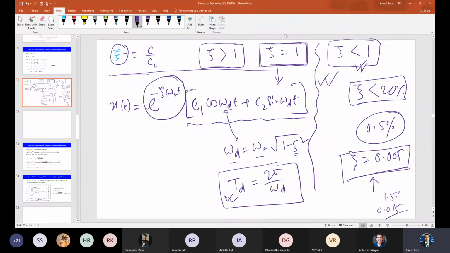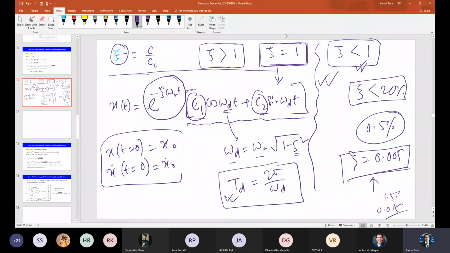Now doing the exercise in a similar manner, we can find out C1 and C2 as we have done for the undamped system. Just substitute the initial conditions, that is initial displacement and velocity, and we can find the coefficients C1 and C2 and complete the expression. So please do it. At time t equal to 0, let's say my initial conditions are x0 and x dot 0, the velocity. Substitute this here and tell me what C1 and C2 you got.